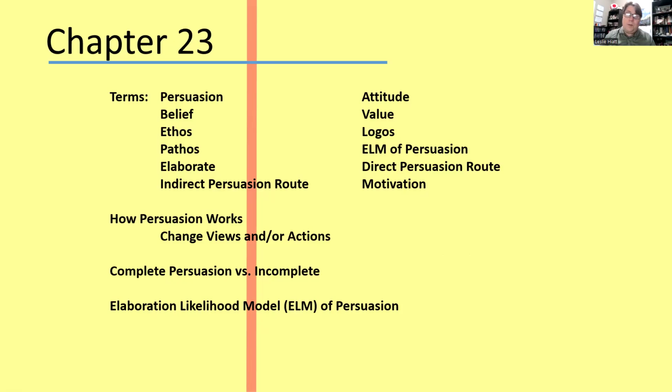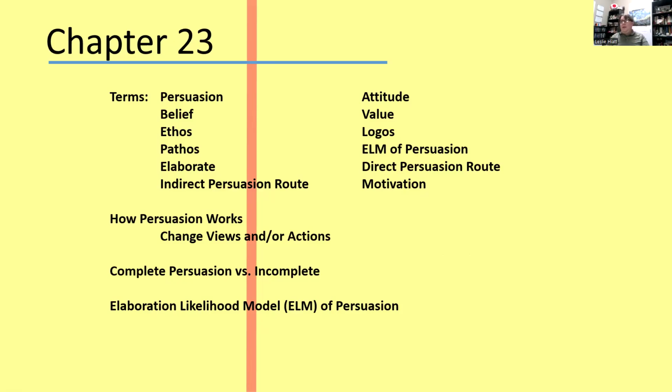The best way to remember the definition of pathos is the emotional path you take in your persuasion. Pathos equals emotional path. That's the best way to remember it. Your feelings, your emotions, that is pathos. Pathos equals path, or in this case, emotional path, in your persuasion. We'll talk about how it works a little bit later.